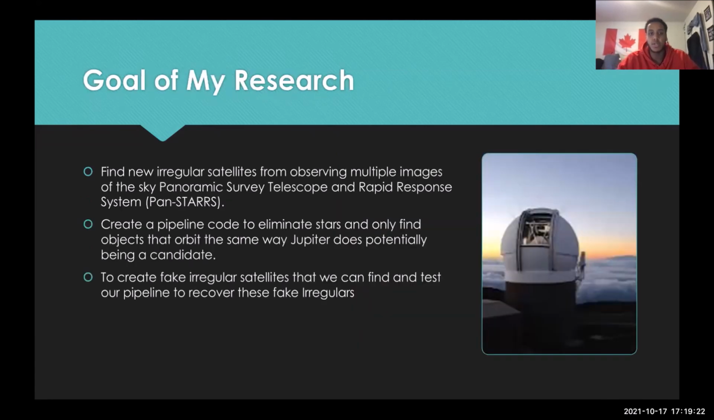So with my partners, the goal of my research was to find new irregular satellites by using the Pan-STARRS survey telescope located in Hawaii. It takes a bunch of sky map pictures. We want to sort through them to see what's a star and what's a potential candidate for an irregular satellite. So we use Python and Jupyter Notebook. We try to make a pipeline code to eliminate the difference on which is which by the movement of Jupiter in the different images. Then we wanted to create fake irregular satellites so we can test out if our pipeline is even correct or if we're way off.